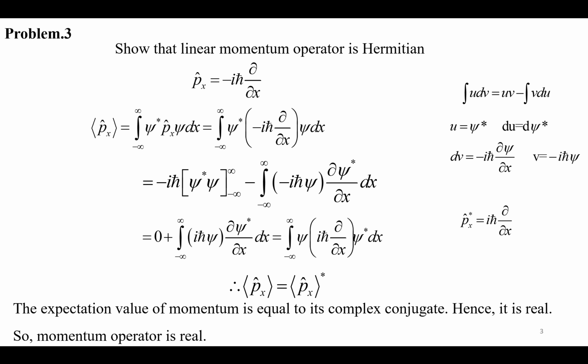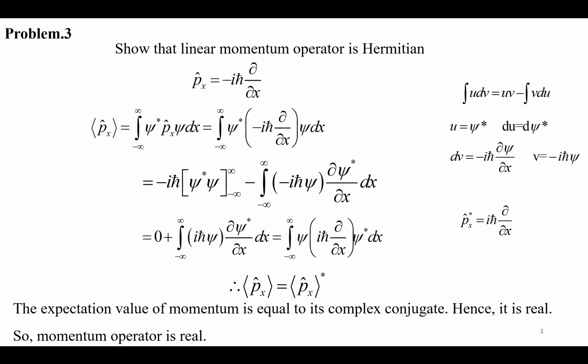So now we will go for linear momentum. Linear momentum is given by Px, which is equal to minus i h cross partial d by dx. And of course the expectation value of Px is given as Px sandwiched between the wave function and its complex conjugate, which is given as the integral from minus infinity to plus infinity of psi star Px psi dx. You just substitute Px equals minus i h cross partial d by dx. Now we are going to solve this integration using the u dv method. Integration u dv equals uv minus integral v du, that we know already.